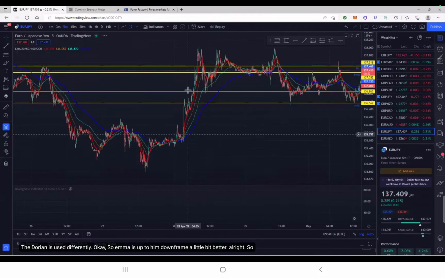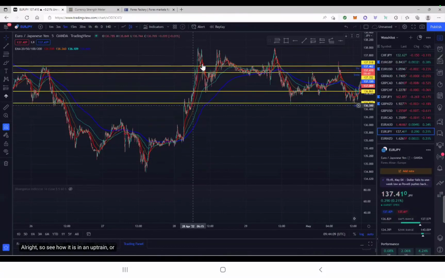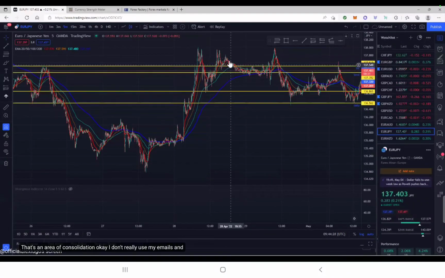All right, so see how it is in an uptrend or a big movement upwards. It is above the EMAs. That's showing we're in an uptrend. See that? It's above the EMAs. Once they start crossing over, going over them, that's an area of consolidation. Okay, I don't really use my EMAs in consolidation. You can't really use them besides knowing when it's going to break out of that consolidation.